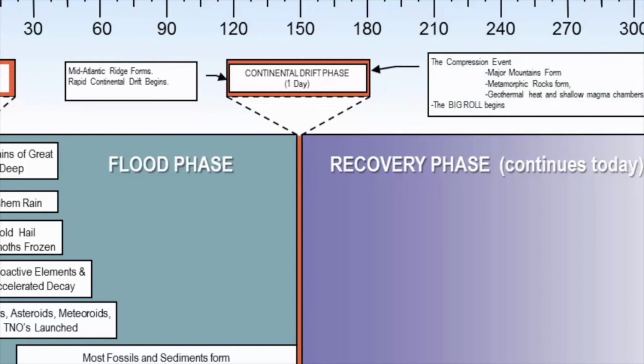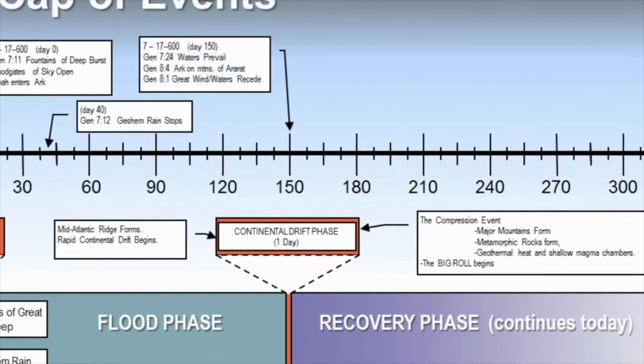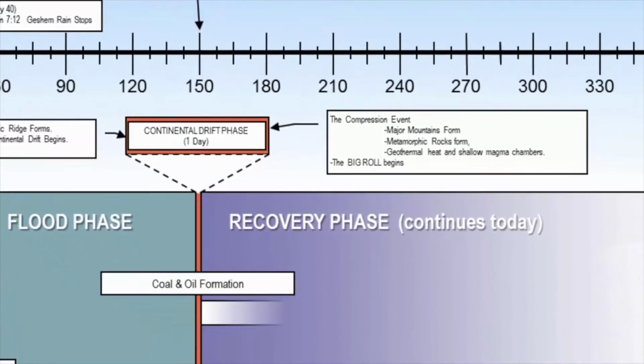As that land thickened and rose, the floodwaters drained into very deep ocean basins. Much of the world's buried plant life is compressed and heated, forming many coal and oil deposits. The big roll of Earth's surface begins. After 150 days, the ark comes to rest on a newly formed mountain rising out of the waters.